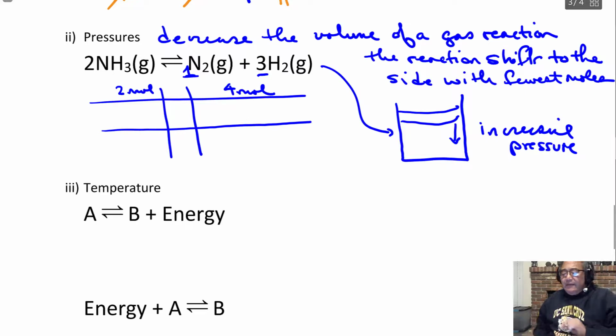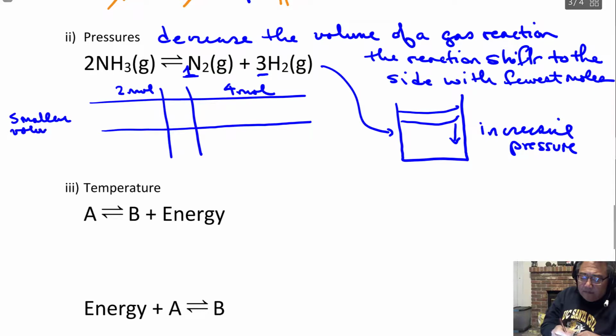So, if I make the volume smaller, it's going to go to the side with the fewest moles. So this is smaller volume, or larger pressure, if you want to put it that way. Higher pressure, I should probably say.